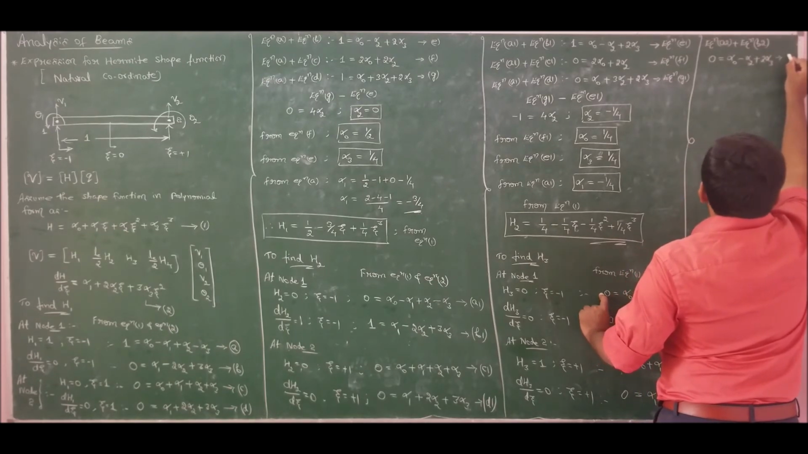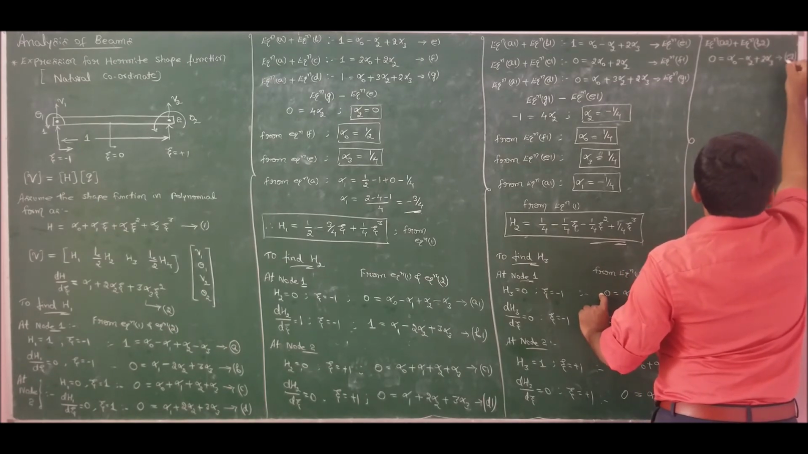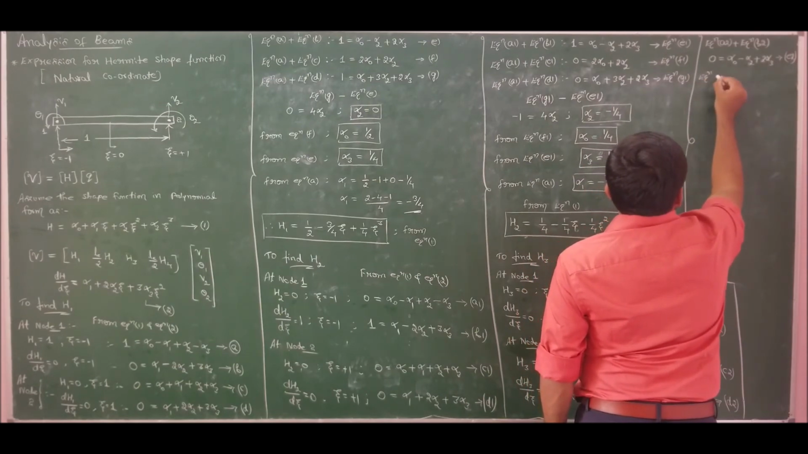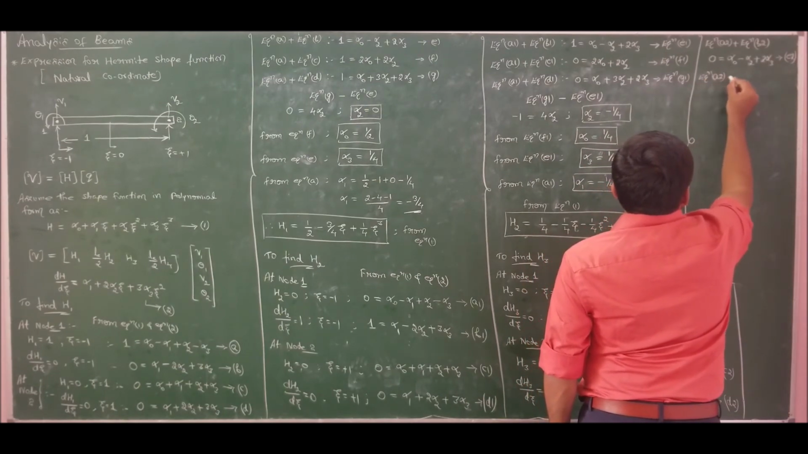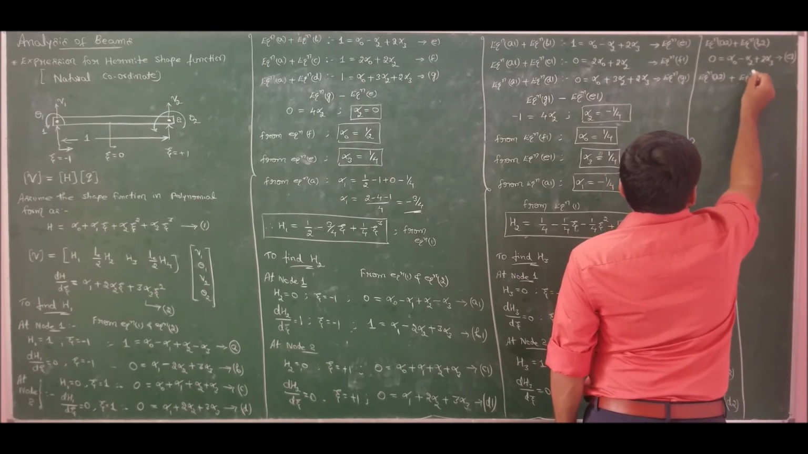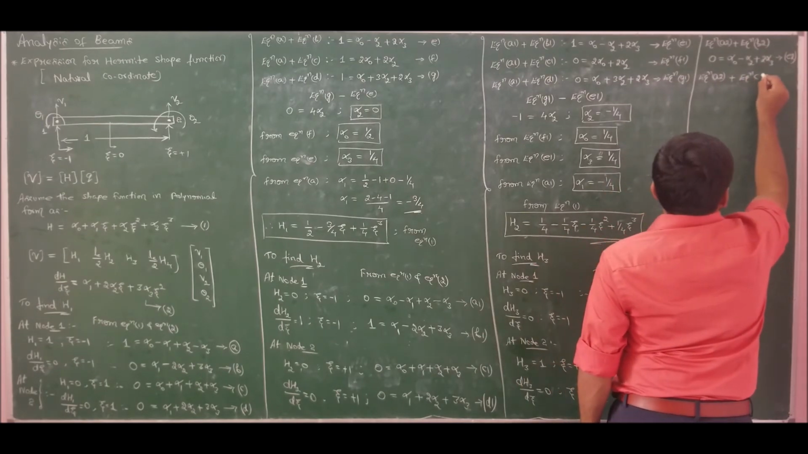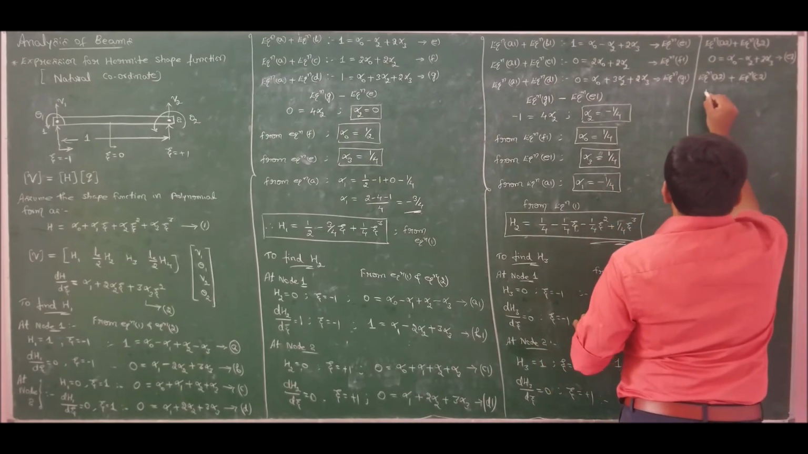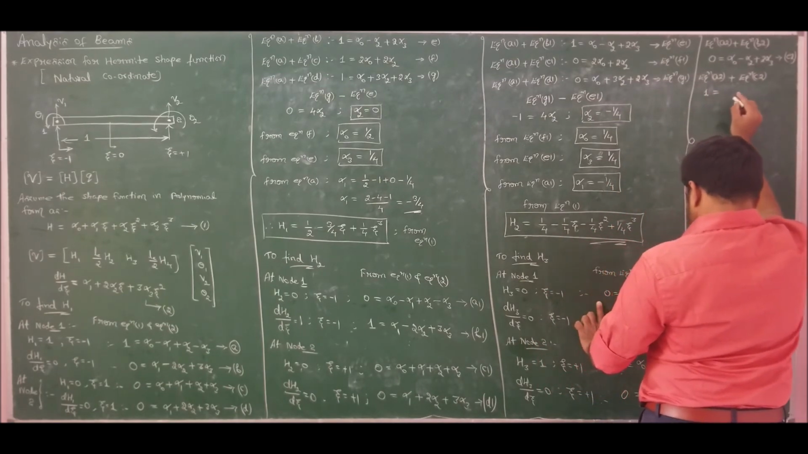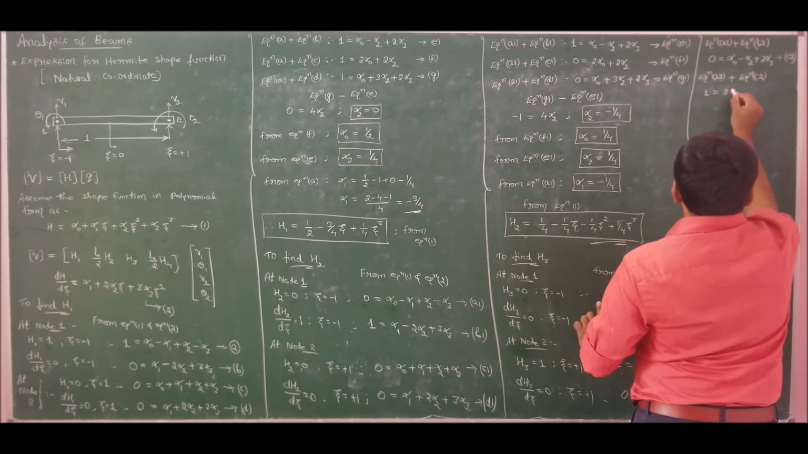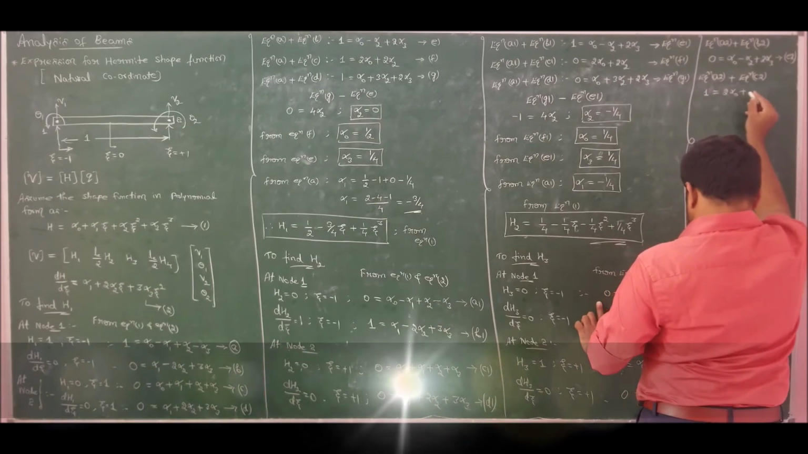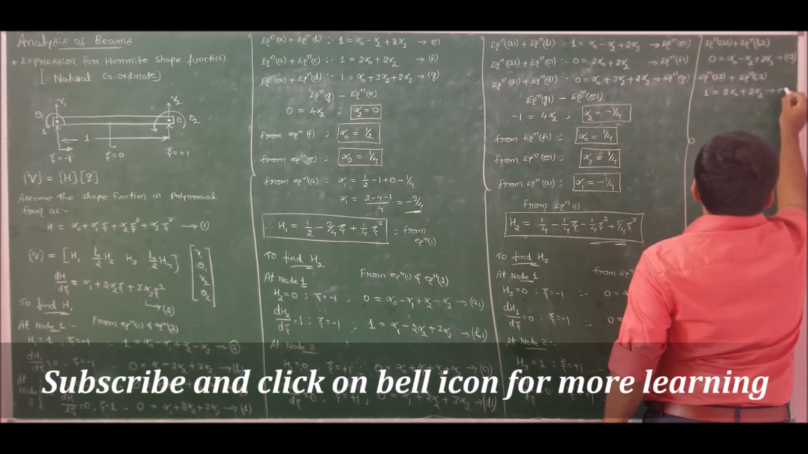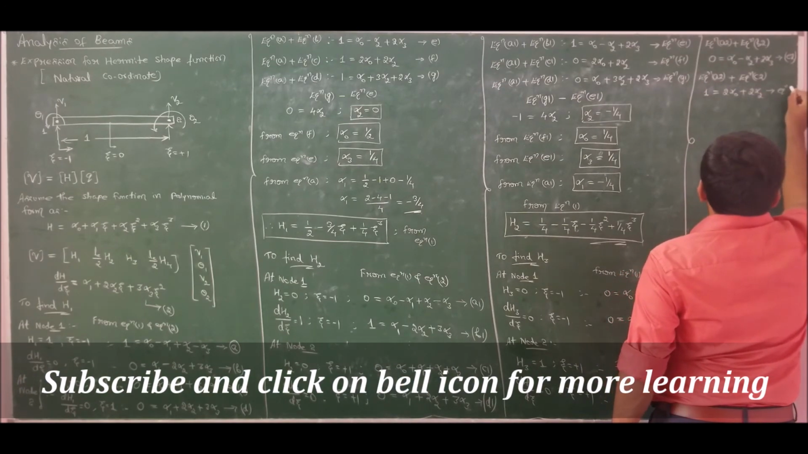Take this as equation E2. Next, equation A2 plus equation C2. So equation A2 plus C2 will be 1 is equal to 2 alpha naught plus 2 alpha 2. Take this as equation F2.